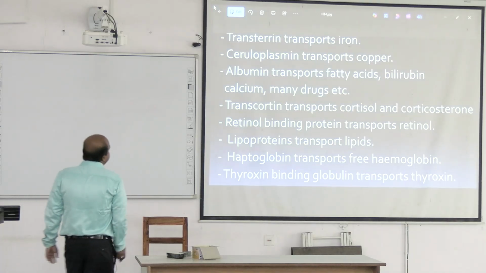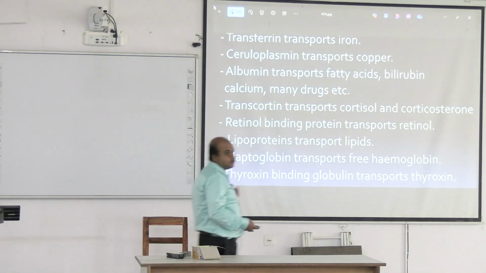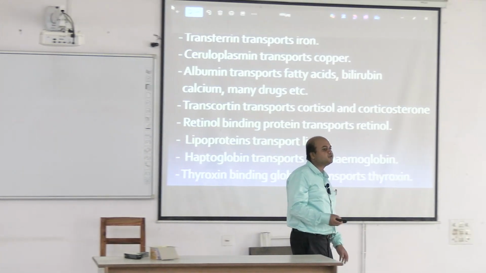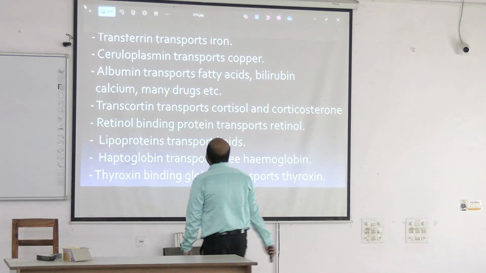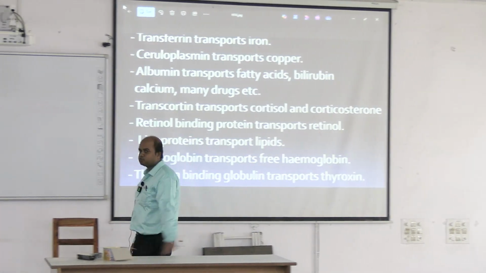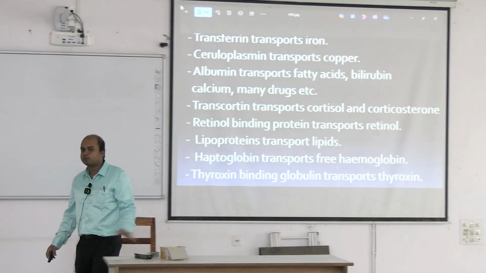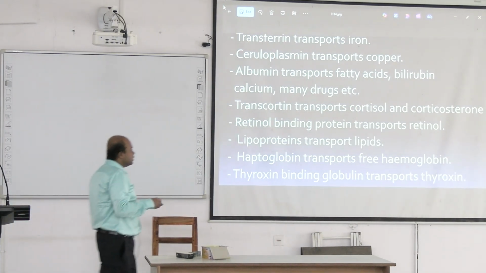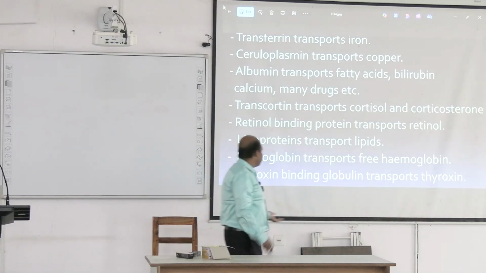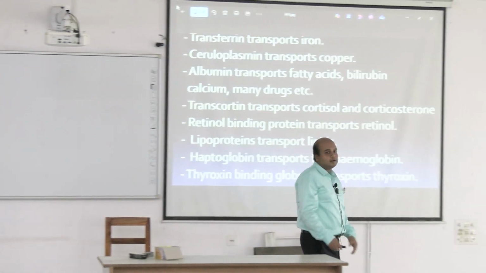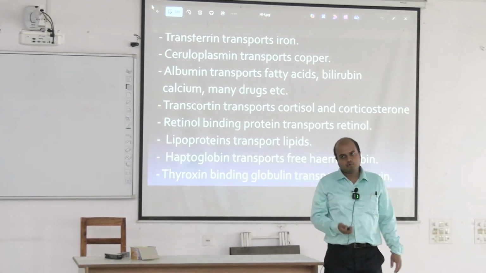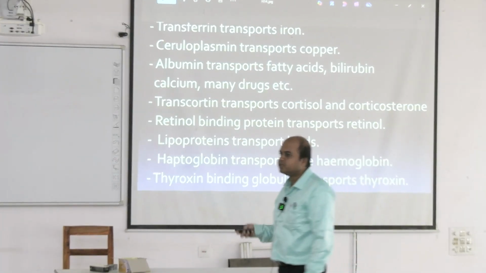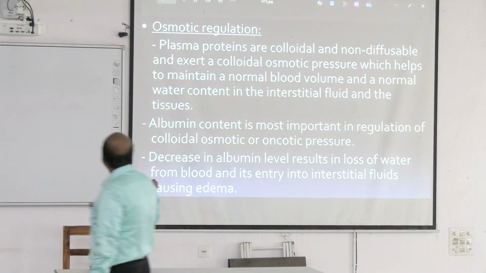There is one plasma protein like transferrin, transport actions: ceruloplasmin, transport of copper; transferrin, transport of iron. Albumin transports not only hormones but also drugs, hormones like thyroxine, that is the thyroid hormones. So there are so many proteins. Lipoproteins obviously transport lipids. Free hemoglobin is transported by haptoglobin. So this is just a few examples of the transport actions of plasma proteins.